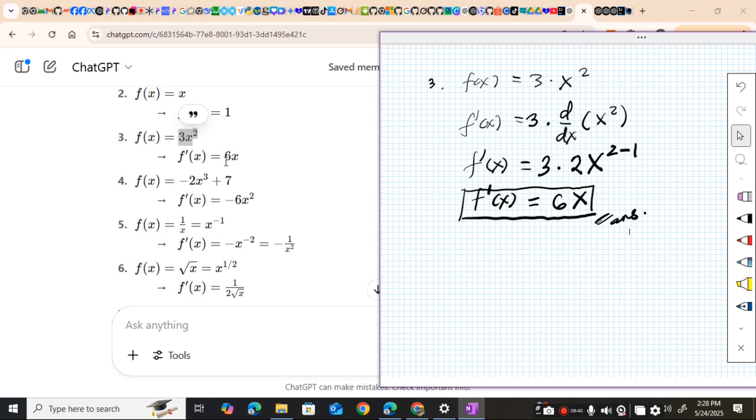So f prime of x is equivalent to 6x. By the way, don't be so dependent on the AI. The AI will try to guide you in your studies. But of course, using modern technology, it's not yet that refined. It might yield some faulty solutions.